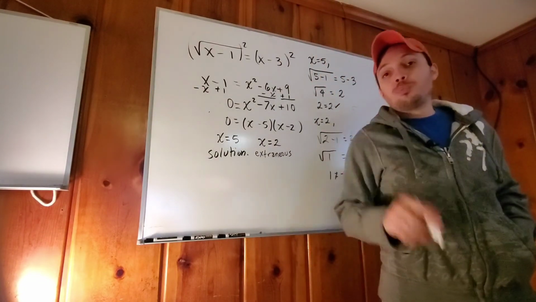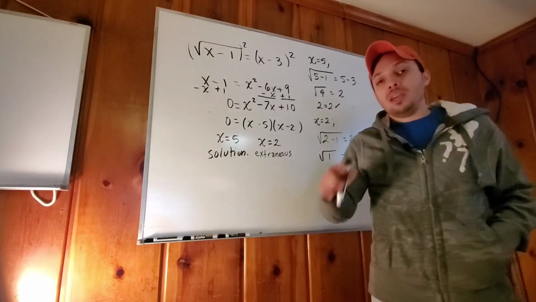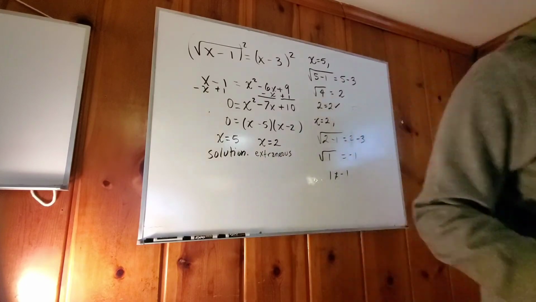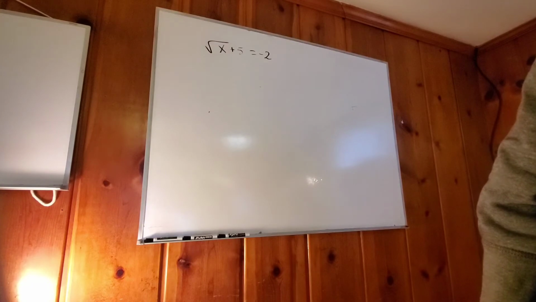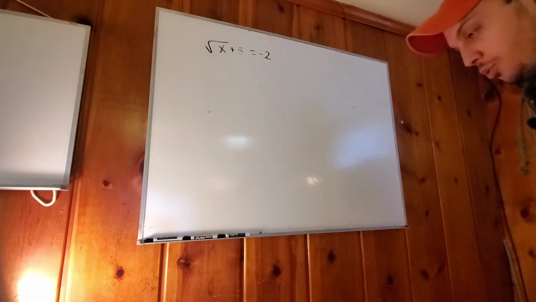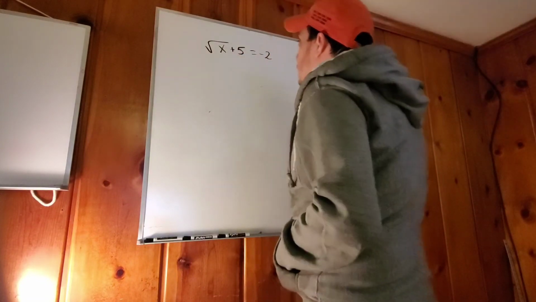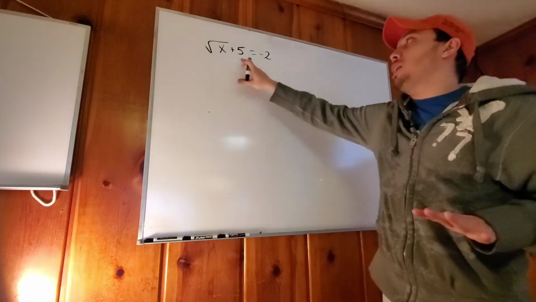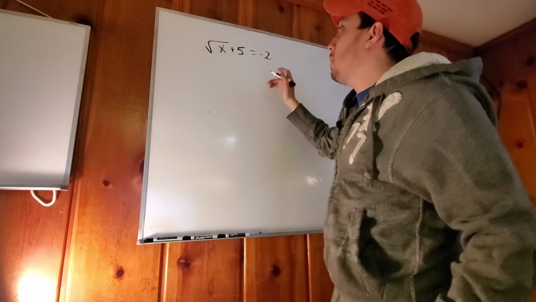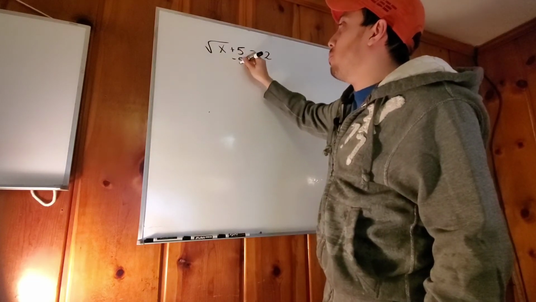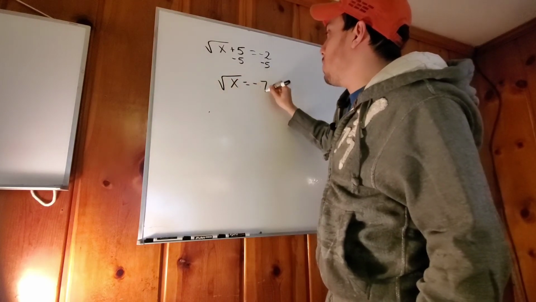And let's move on to the last example. Example 4. And this would be it for lesson 106. The last example: square root of x plus 5 equals negative 2. All right, so I'm going to mark this 5 a little bit thicker. So the first thing that we do, again, is move the positive 5 to the other side. To move it, we're going to subtract 5 on both sides. And so it's going to be square root of x equals negative 7.